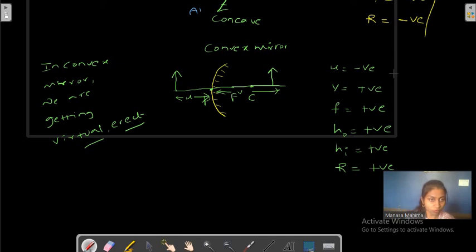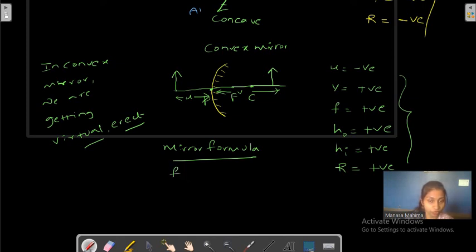So whatever the conventions that I am giving to you, you should be perfect with the conventions, so that it will be helpful for you to solve further problems. Okay, and there is one formula, that is called the mirror formula. This formula is very important for solving problems related to this concept. Okay, mirror formula. What is that formula?